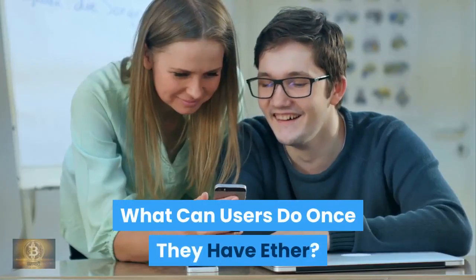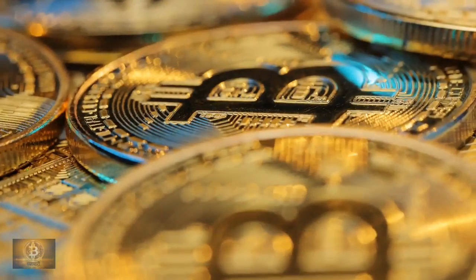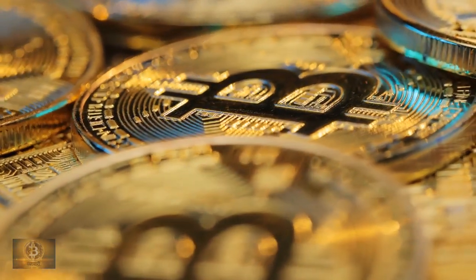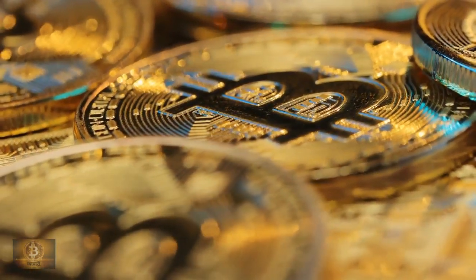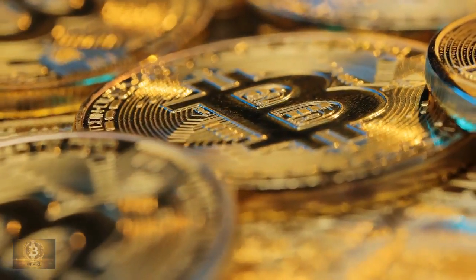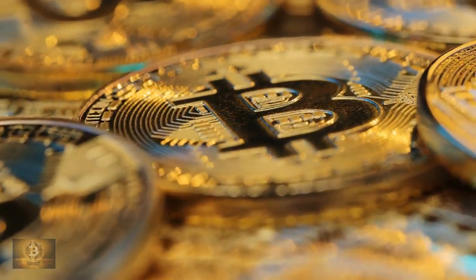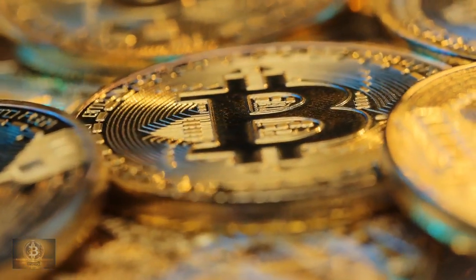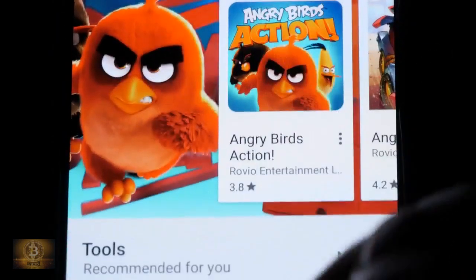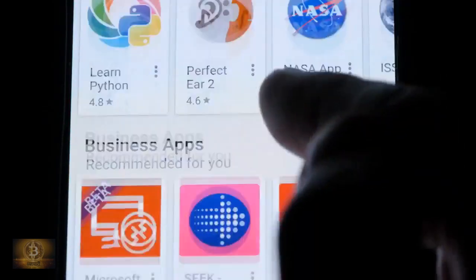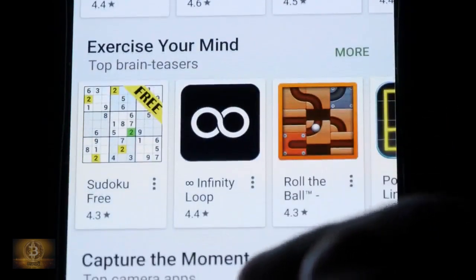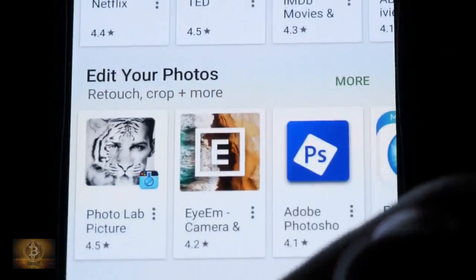What can I do with Ether? What can users do once they have Ether? Once you have Ether, you can use it to fuel decentralized apps, often called dApps, which are often similar to apps we use today, except they aim to cut intermediaries out of the picture. These dApps are built from Ethereum smart contracts, code that automatically executes the terms of an agreement so that users don't have to rely on a third party to enforce the rules.